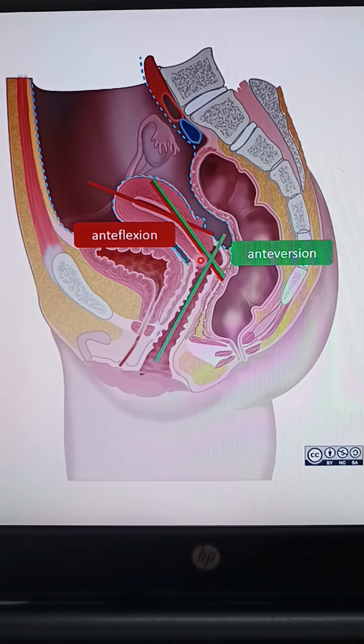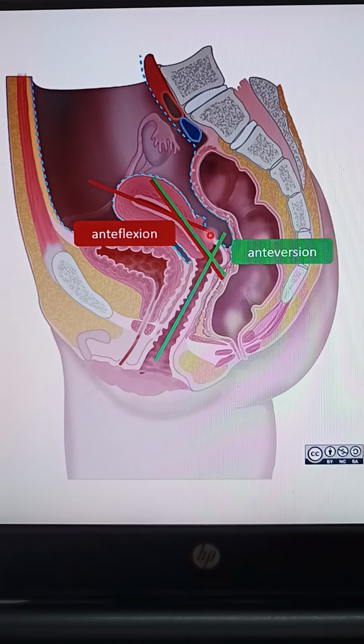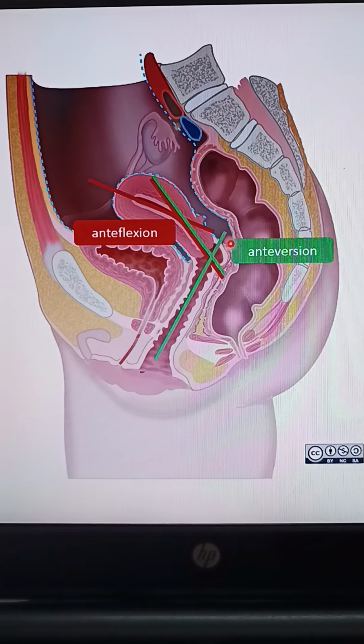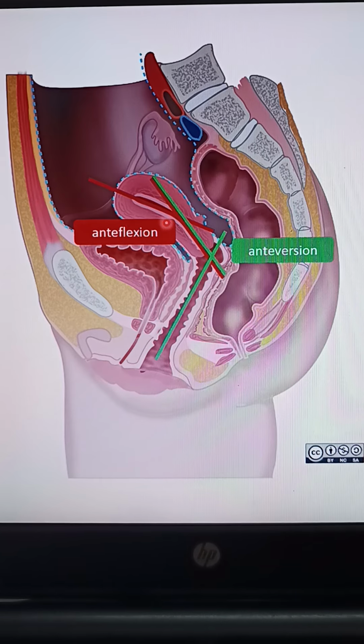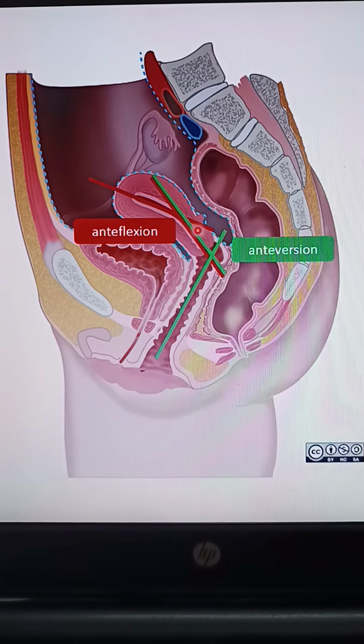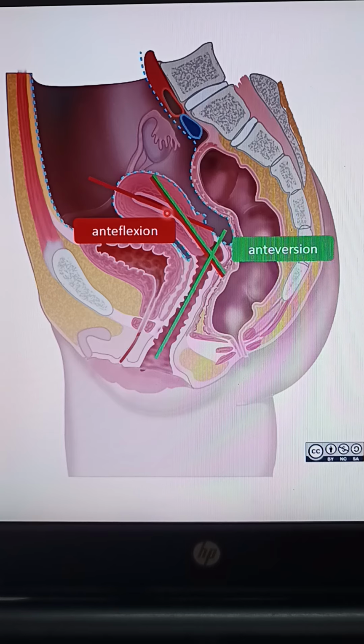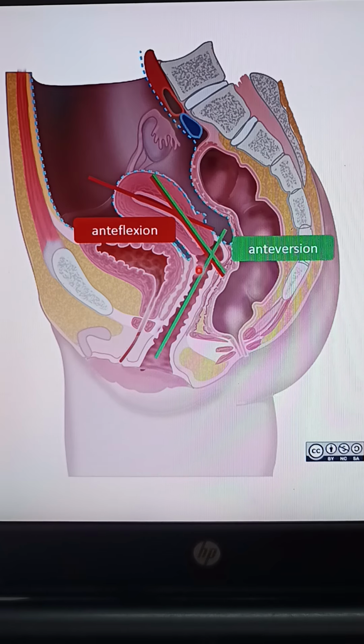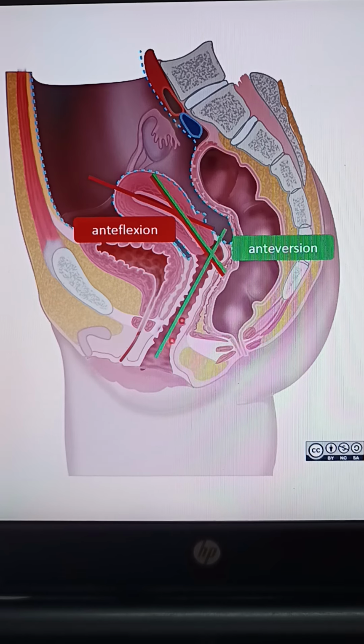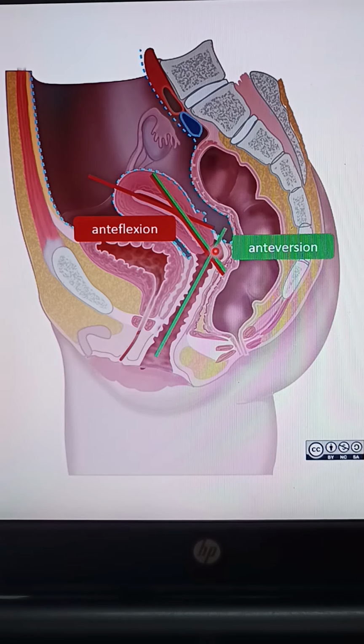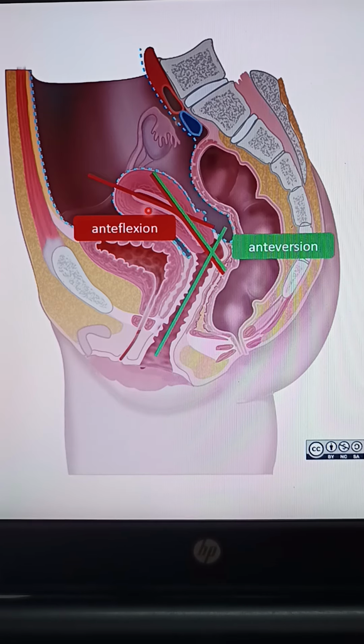Anteflexion is the angle made by the cervix to the body of the uterus. That is the anteflexion. So, anteversion, anteflexion. This arrangement is actually made so that the uterus is anteflexed onto the superior surface of the urinary bladder, which will prevent the descent of the uterus through the vaginal canal. So this is a modification which will help in preventing the prolapse of the uterus.